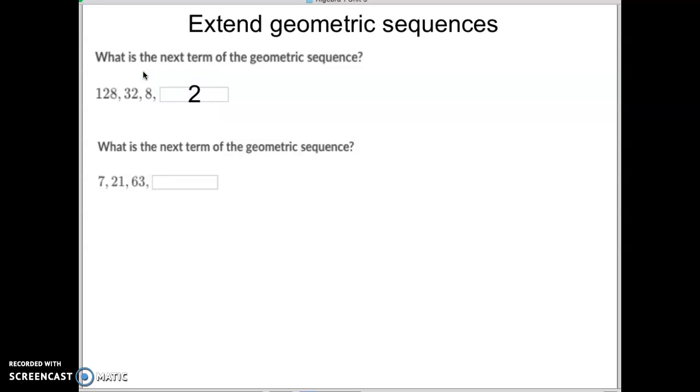So as it's going down, you're multiplying by a fraction. As it's going up, like this one, much easier. Going from 7 to 21, we multiplied by 3. Going from 21 to 63, we multiplied by 3. So we're going to multiply by 3 again, and our answer is 189.